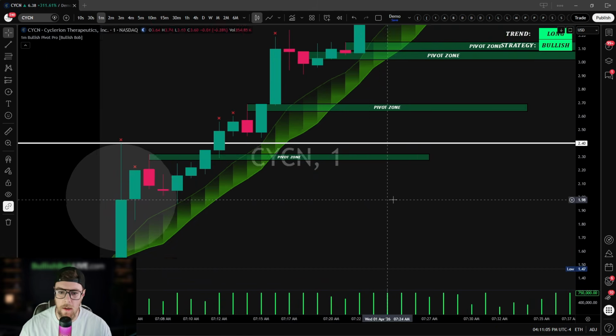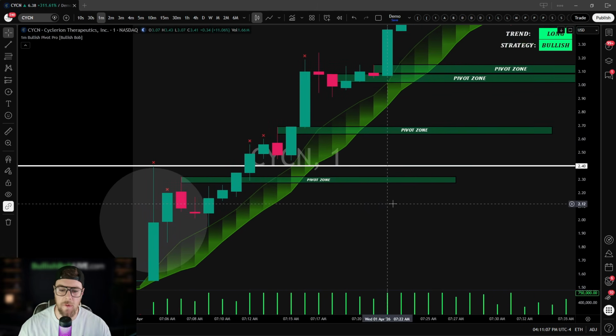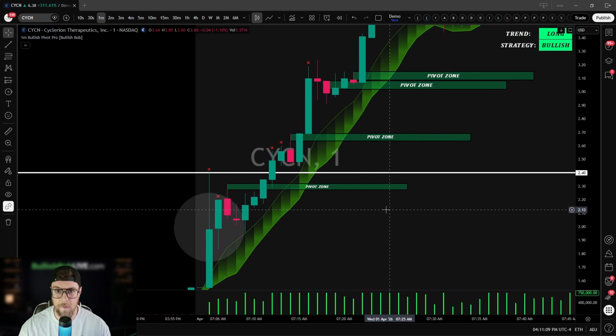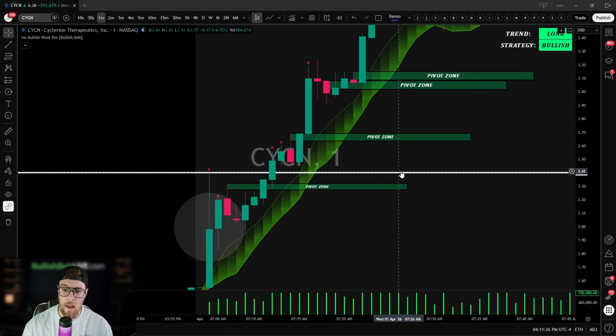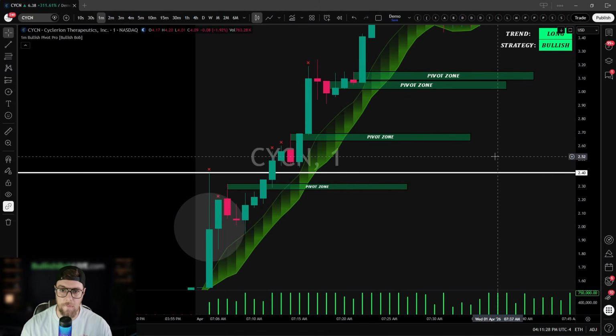If I zoom in here, look at this, guys. What a beautiful move on our 1 minute Bullish Pivot Pro, combined with that key level that we went over in our chat, right? If we flip back over to that key level, this is our key level right here, this 240 and 259 and 295. That white line that we see on our chart is that key level. Close above that key level, that's on watch for continuation, squeeze momentum just continuing.